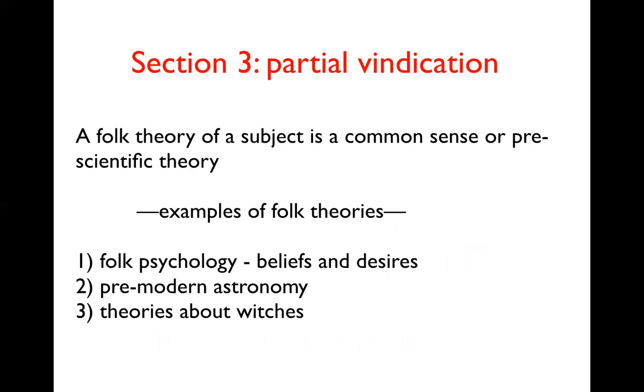So section 3 of their paper points out that once we know more about a field, it's not that it's either vindicated or it's not. There's actually a whole continuum of possibilities. So here are some examples of these folk theories or pre-scientific theories. There's folk psychology, like beliefs and desires, and it's actually not really clear what's going to happen in the future with psychology. But here are two cases that we understand very, very well. Pre-modern astronomy and theories about witches.